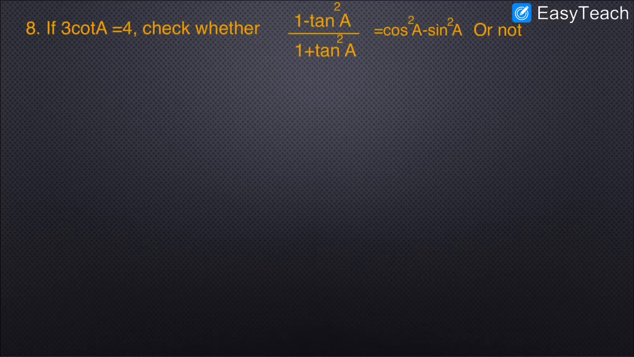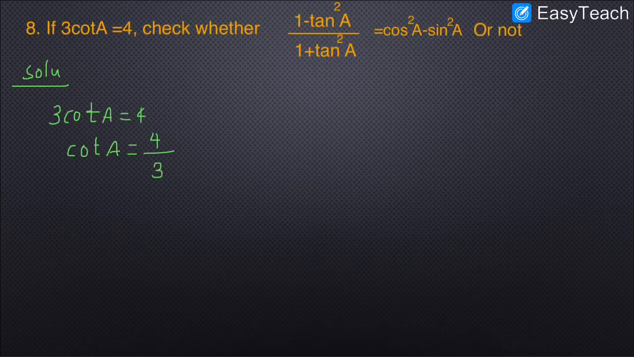If 3 cot A equal 4, check whether 1 minus tan square A by 1 plus tan square A equals cos square A minus sin square A or not. So this is also the same as the previous one. To start the solution, I start with the given data, which is 3 cot A equal 4. If 3 goes to the other side, it will go as division, right? So 4 by 3. Cot theta is nothing but adjacent by opposite side.